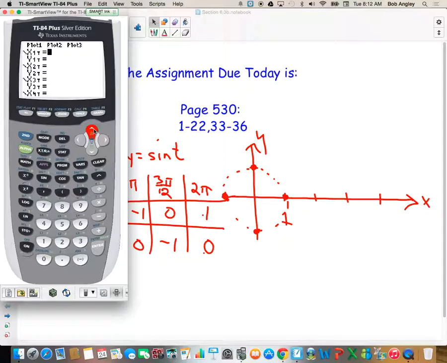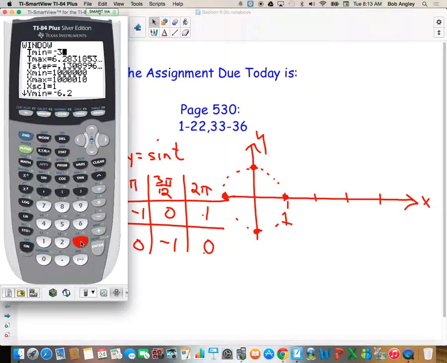All right, we're on page 530, right above problem 33 where it has the equations. So we want 2 minus the absolute value of t, and then we want t minus 0.5. I believe that's right. Yes. All right, now we need to go to window so we can put in our t interval.